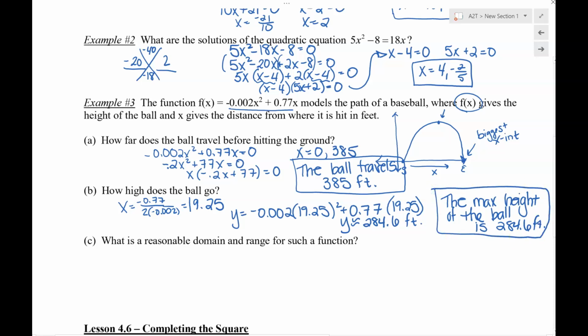Good. Now the last question is, what's a reasonable domain and range? Well, we know how far the ball goes. So we're going to say that the domain starts at 0 and it goes all the way to 385 feet. How do we know that? Because we calculated that in A. We calculated the biggest x-intercept. The range, realistically, you can't go negative feet. We've talked about that numerous times. So we'll say it goes from 0 to 284.6 because we found the maximum height.